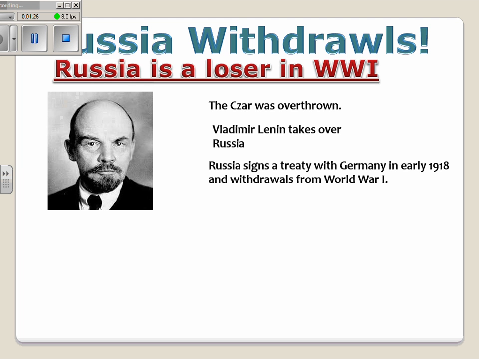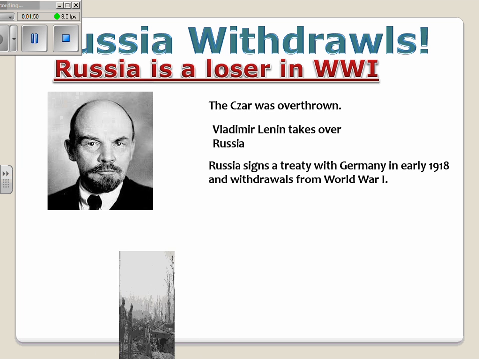Now, what's really interesting, and we're going to talk a little bit about this in class, is that Vladimir Lenin was freed. He was actually a German prisoner, and Germany shipped him back to Russia. Their secret plan was that Lenin, when he gets back to Russia, will be so mad that this war is going on, he'll stage a coup, overthrow the government, and withdraw from the war. And that's exactly what Lenin does.